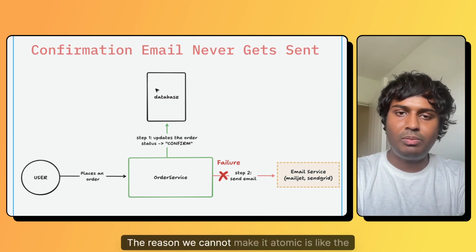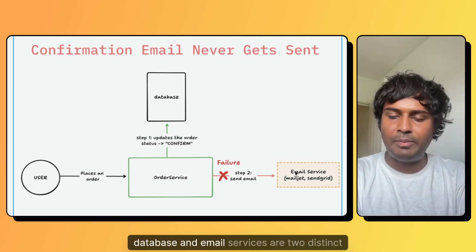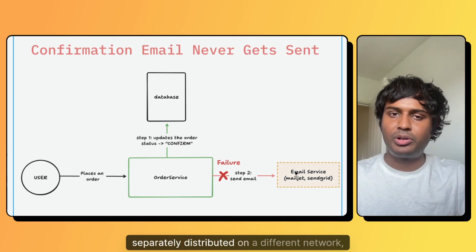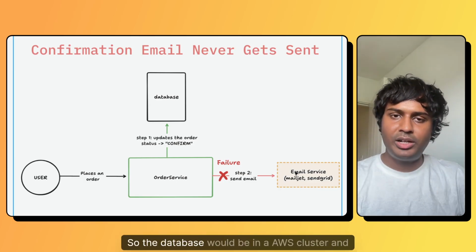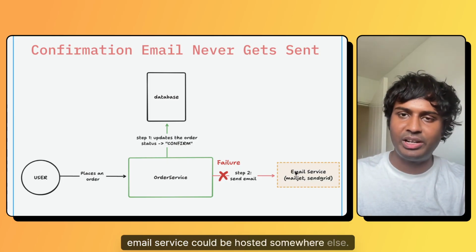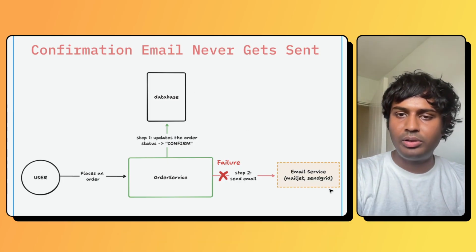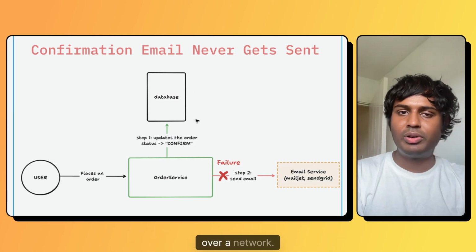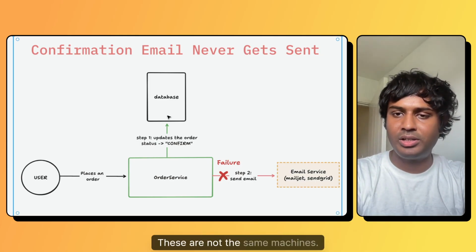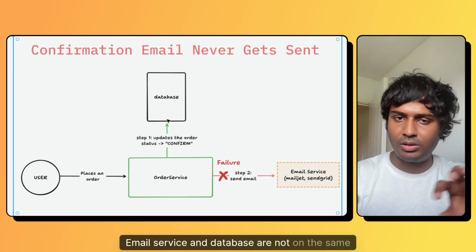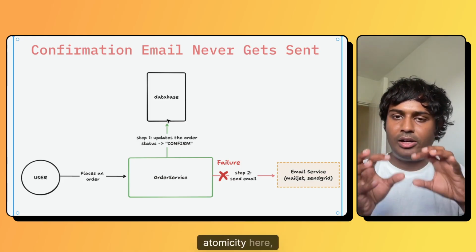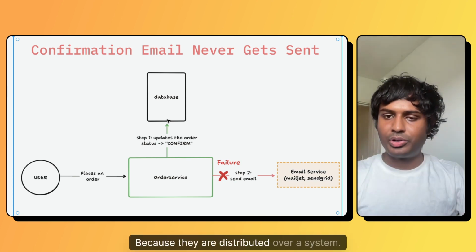The reason we cannot make it atomic is that the database and email services are two distinct, separate services, distributed on different networks, right? So the database would be in an AWS cluster, and the email service could be hosted somewhere else totally, right? And these two are divided over a network. That's why we cannot use a normal transaction. These are not the same machines. The email service and database are not on the same machine, basically. So that's why we cannot guarantee atomicity here, right? Because they're distributed over a system.